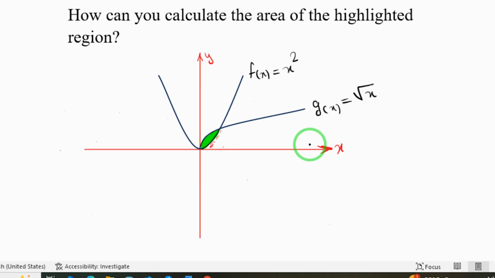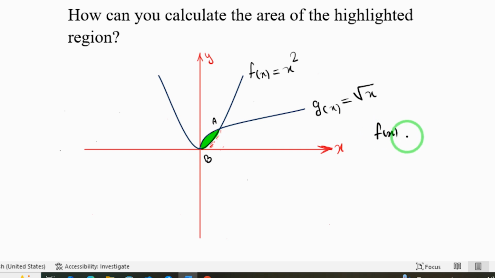We use the integration method. But first of all, we should find the intersection points of the two curves. If we call them A and B, these two points are the important points of this shape. First, we should find the values of A and B. Because these two curves intersect, we make them equal to each other.